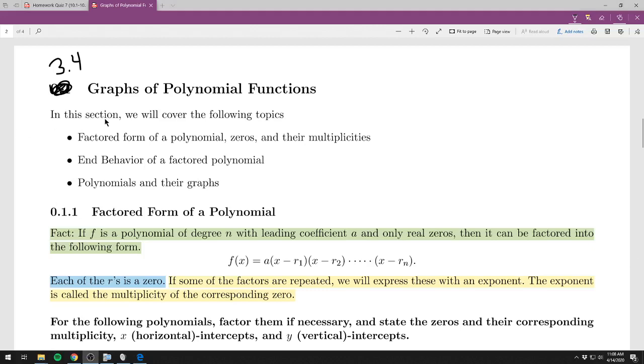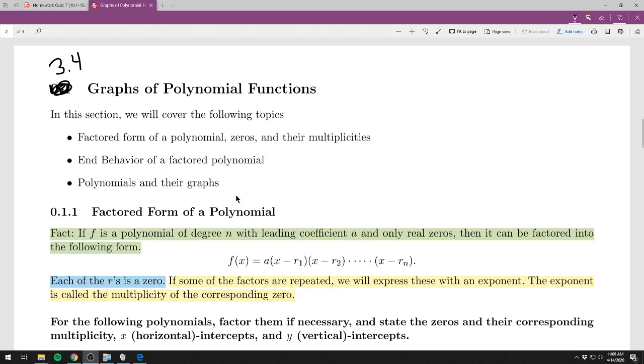This video will be going over section 3.4, which is on the graphs of polynomial functions. The main topics in here, we'll talk about the factored form of a polynomial and how it relates to its zeros. Remember, that's the same thing as zeros, roots, x-intercepts, and then something that might be new called their multiplicity. Then we'll talk about the end behavior of a factored polynomial. This will pretty much be built on what we did last section.